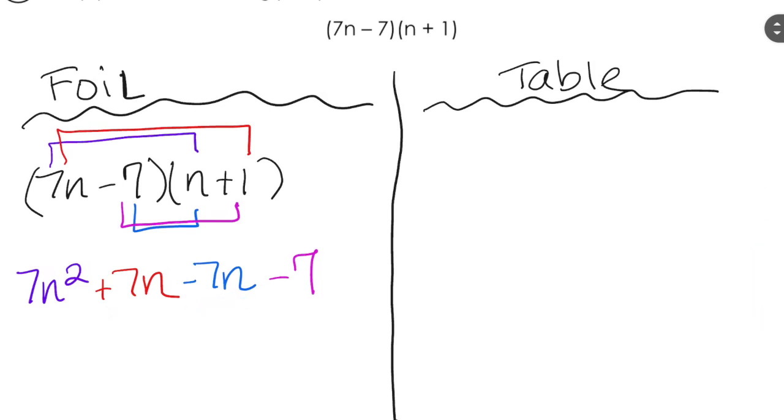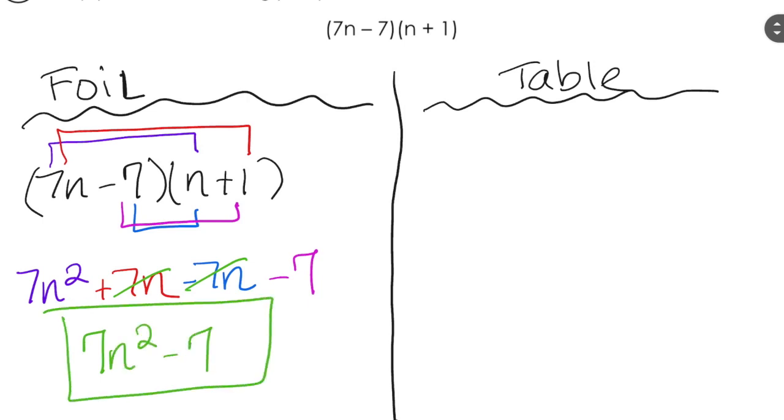So for this particular problem, notice that our like terms are opposites of each other. So 7n minus 7n will just be 0. So these would cancel out to 0. And we'll be left with 7n squared minus 7. Done. So now I'm going to do the same problem using the table method.